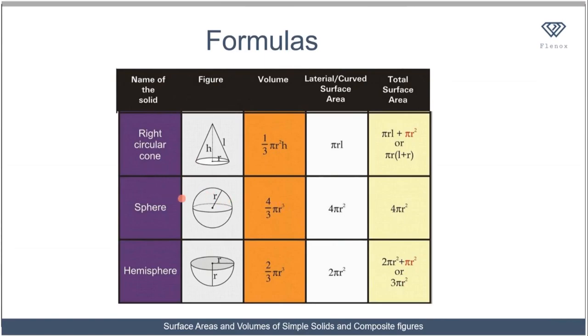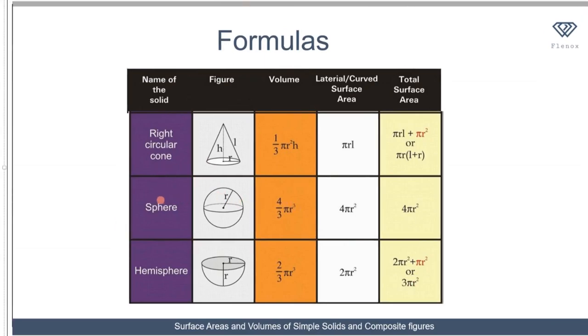Then for a cone, our volume is given as 1 over 3 pi r squared h, the curved surface area is given as pi r l, and the total surface area is given as pi r into bracket l plus r. And for a sphere, the formula for the volume is 4 over 3 pi r cubed, and the curved surface area is given as this, and the total surface area is given as this. And for a hemisphere, which is just half of a sphere, this is the formula for the volume, the curved surface area, and total surface area.